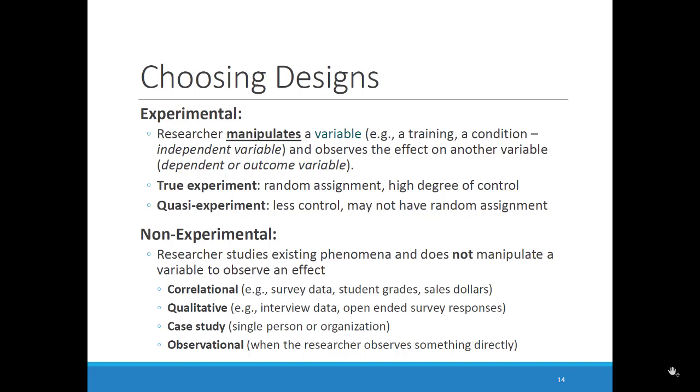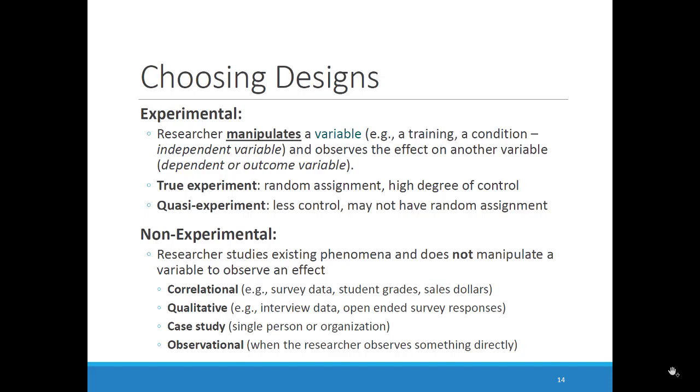There are also types of non-experimental studies, and these are when researchers study existing phenomena, but they do not manipulate a variable to observe an effect. So let me give you an example before I talk through each of the types of non-experimental designs. If I want to study the relationship between someone's personality and how they perform at work, their job performance, I can't manipulate their personality, right? It's part of who they are. So I'm not going to manipulate it and conduct an experiment, but I am going to study it.